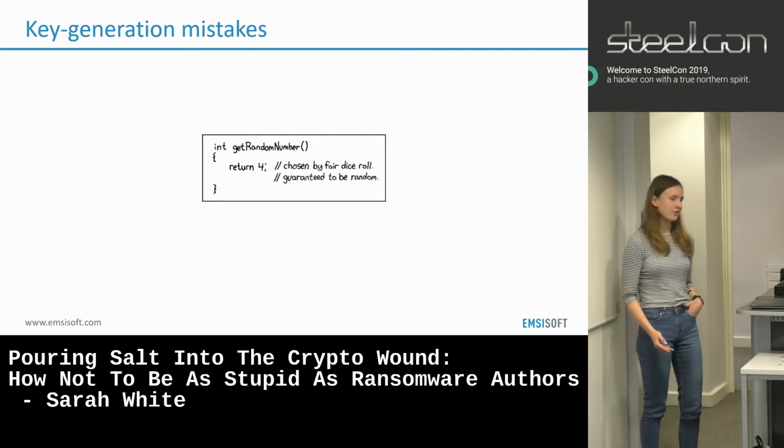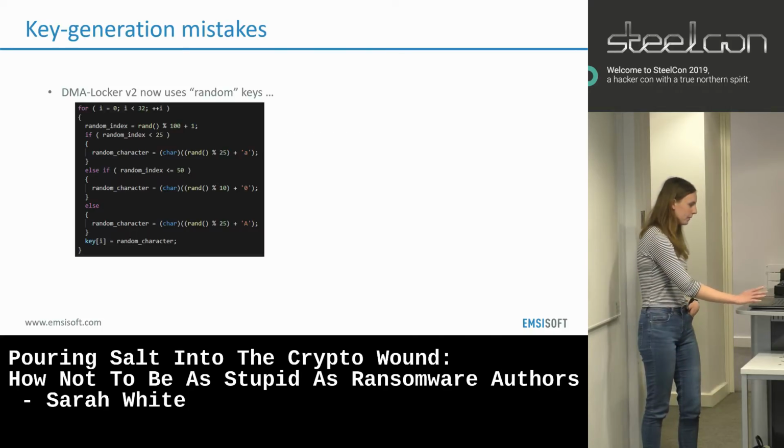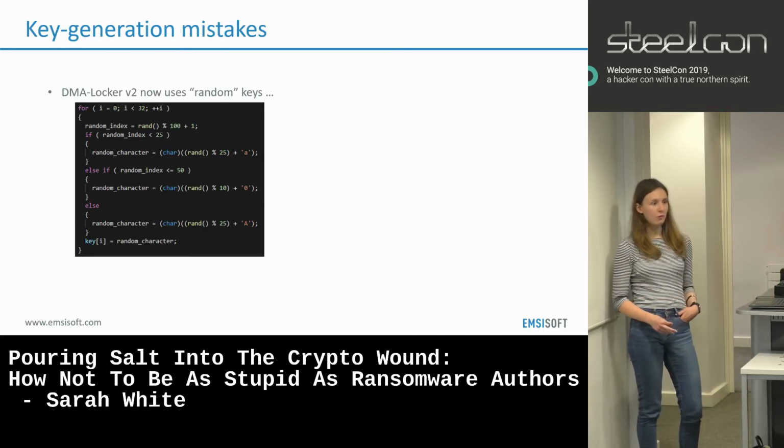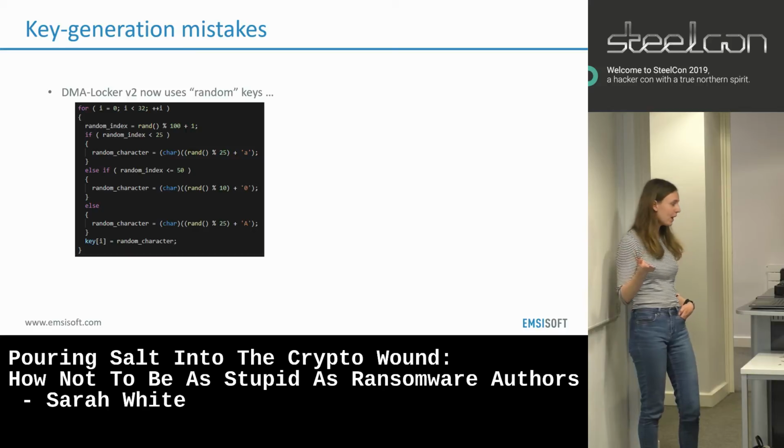So, key generation mistakes. Key generation mistakes are one of the most common mistakes that we've seen in ransomware. So this is DMA Locker version 2. They tried again, and they decided to use random keys.